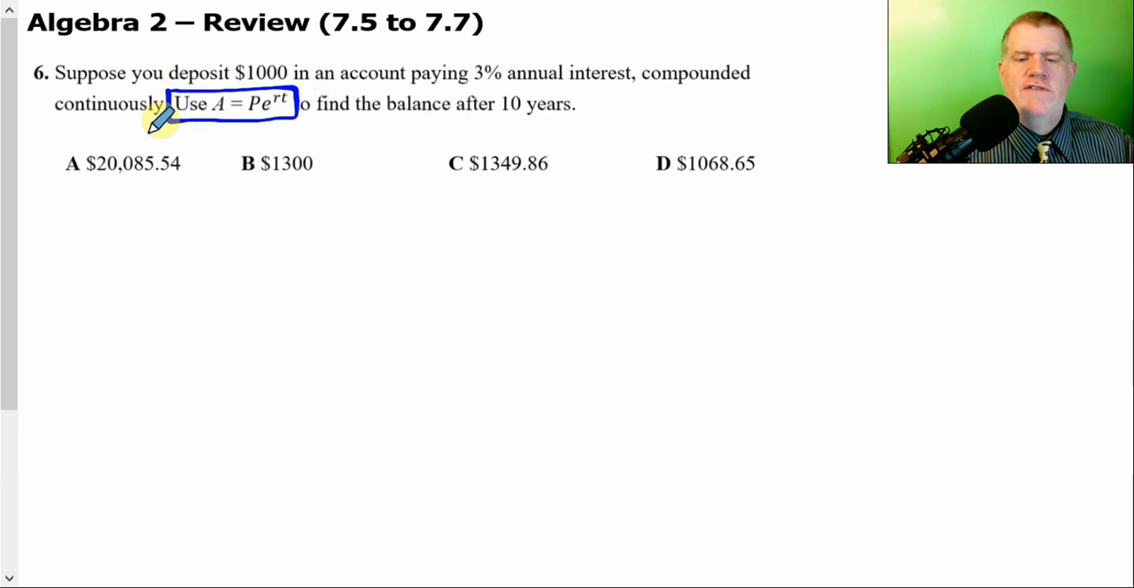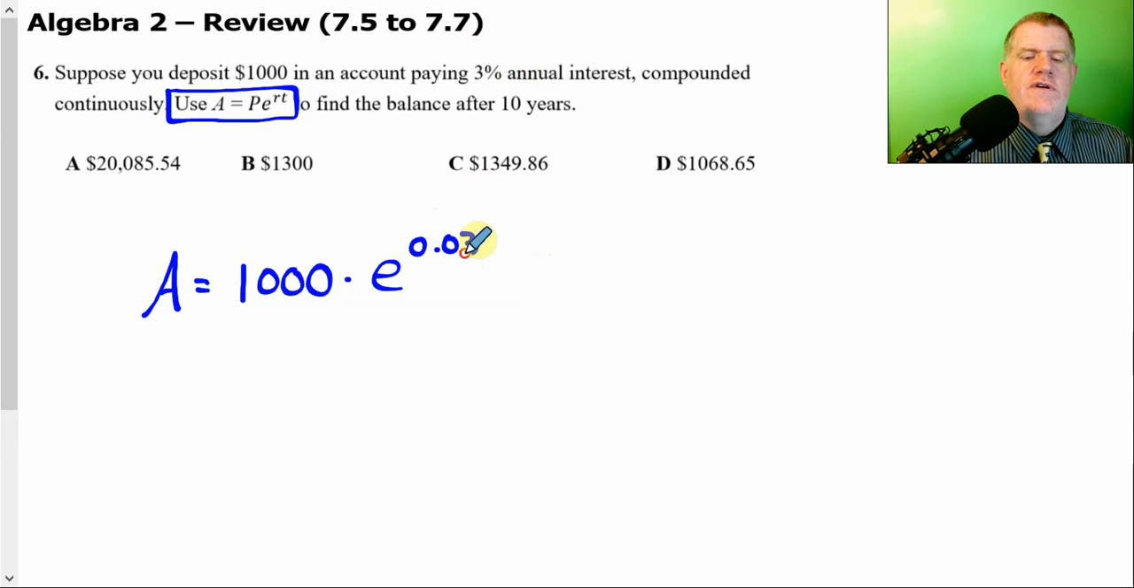And we're going to use that to figure out this equation. And then from the equation, we're going to figure out how much money you're going to have. So the P is your starting value. We started with $1,000 in this account. It's a 3% annual interest. And as a decimal, that's 0.03. And it's 10 years.